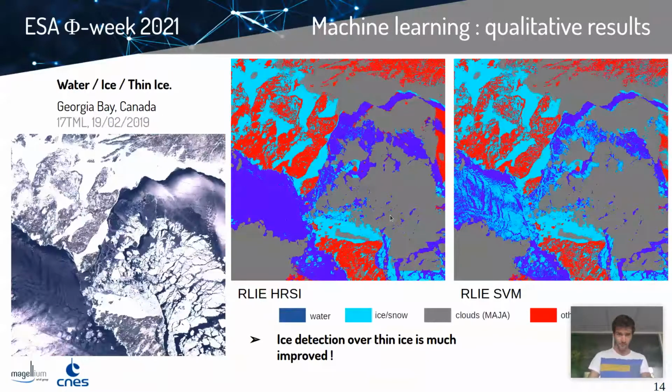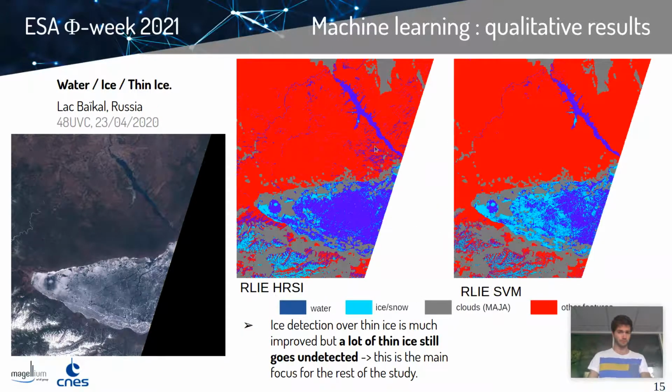And at last, the thin ice detection seems to be improved compared to HRSI, as we can see here on the Georgian Bay. But we can see that there is still room for improvement, like here in Baikal, where a part of the thin ice is detected as water.